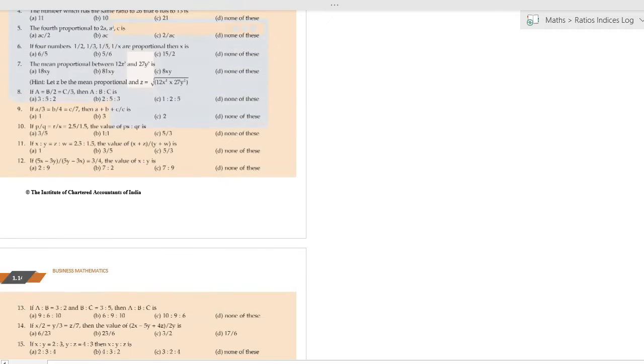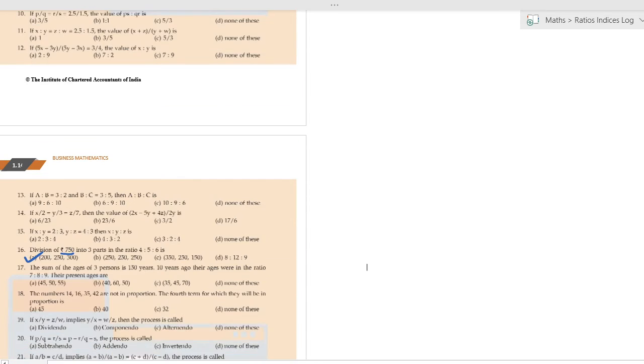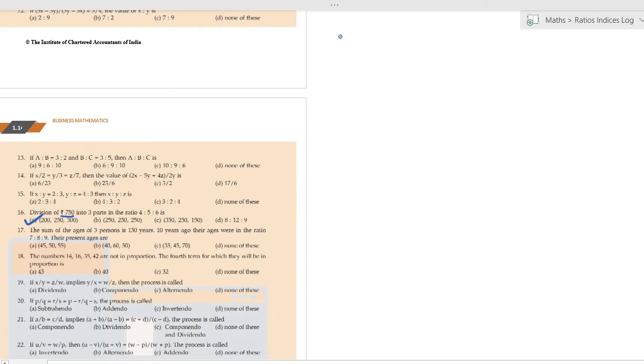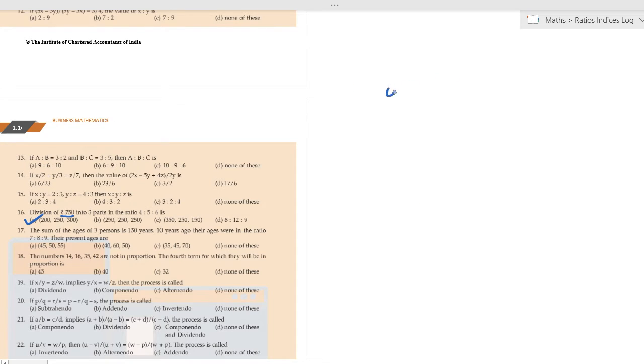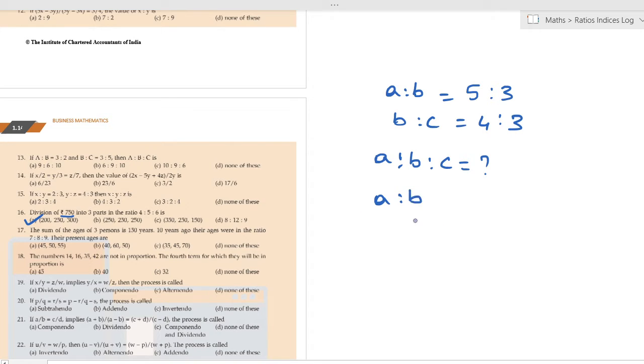And next, they also ask certain types of questions like A is to B equals to 5 is to 3, B is to C equals to 4 is to 3. Then what is A is to B is to C? For this you just have to follow a simple thing. First take down A is to B, next take down B is to C. So A is to B is 5 is to 3, B is to C is 4 is to 3.